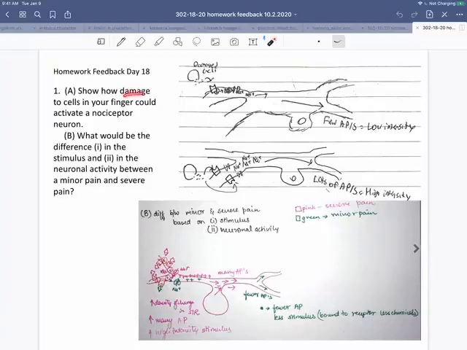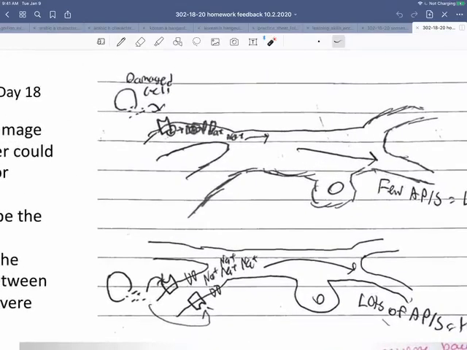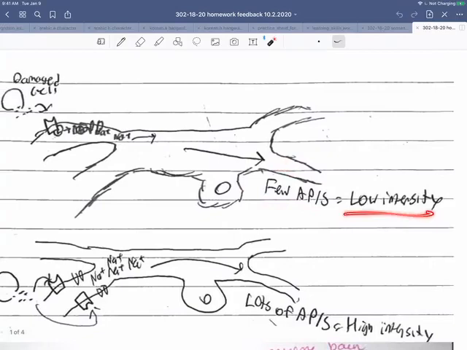I asked to show how damage to cells in a finger could activate a nociceptor signal neuron, and then what's the difference between a minor pain and severe pain. So this sketch nicely shows a damaged cell releasing substances. They bind to a G protein coupled receptor that, through that pathway, opens the sodium channel. If enough sodium channels get here, we get a few action potentials per second, low intensity.